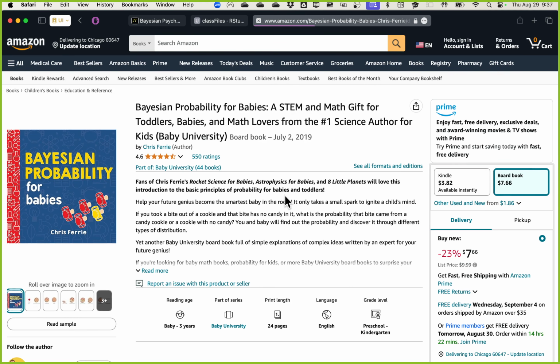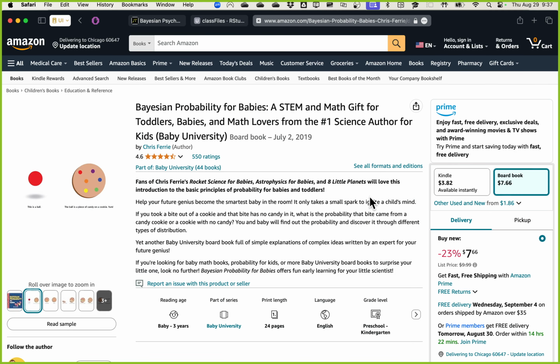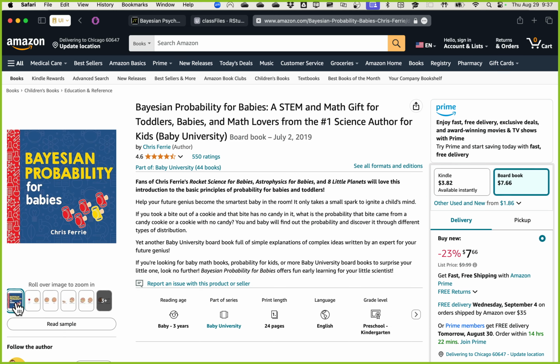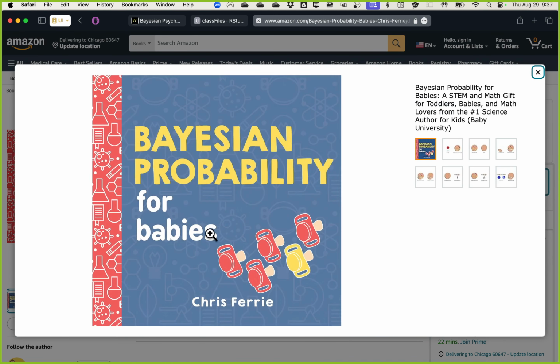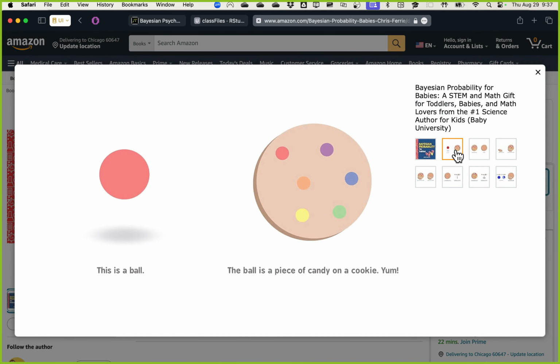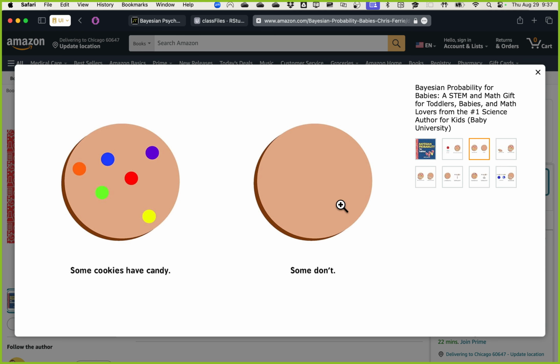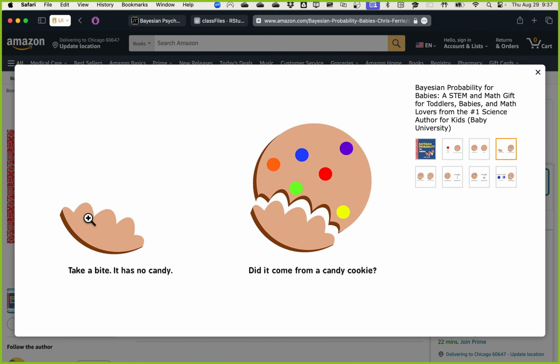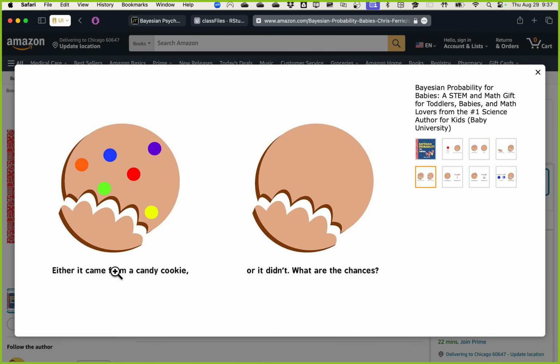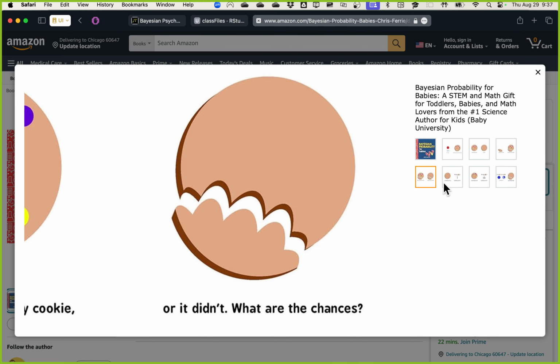And the thing I really wanted to get to is this right here. If you really want to love Bayes, and you have that special person in your life with a small child, why don't you get them this book, Bayesian Probability for Babies. I love this personally. I think it's awesome. I'll give you some pictures here. This is a ball. The ball is a piece of candy on a cookie. Some cookies have candy. Some don't. Take a bite. It has no candy. Did it come from a candy cookie or not? Better yet, it either came from one or didn't. What are the chances?